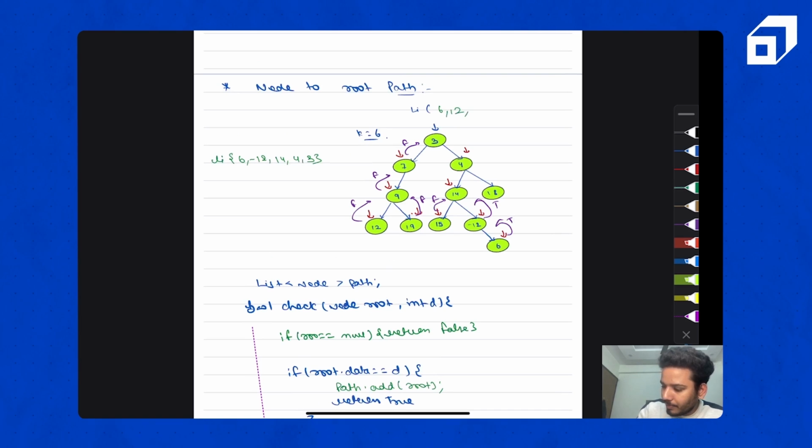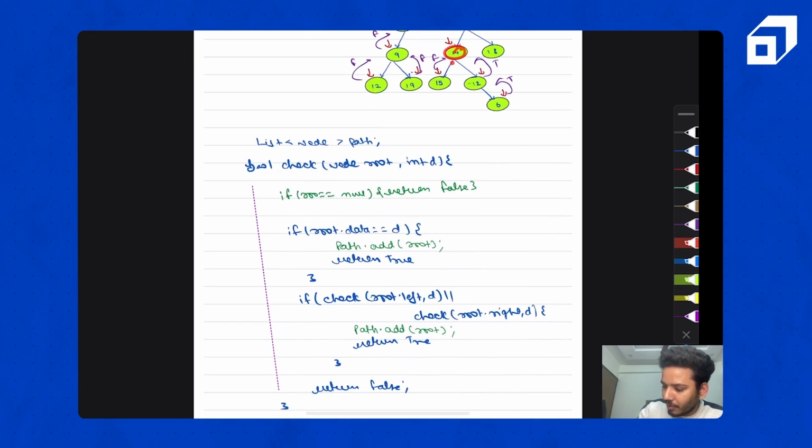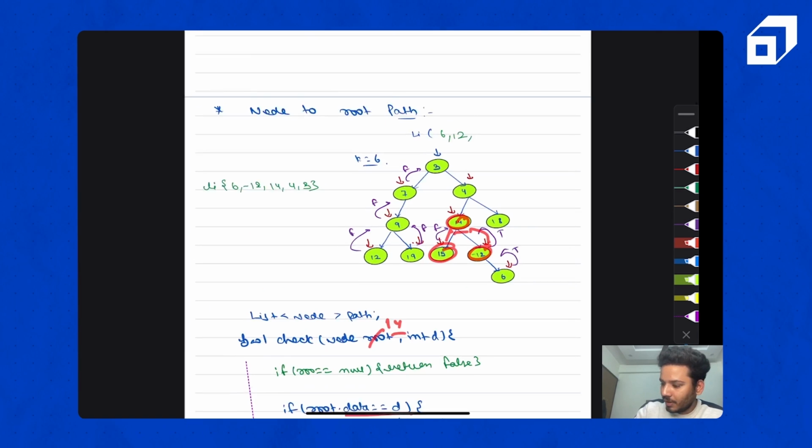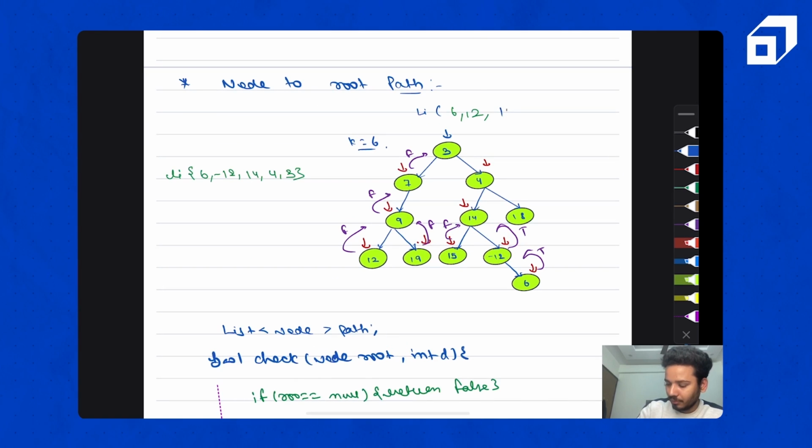Now let's see it one more time. When you reached this 14, you were not equal to data, but you called for your left and right side. Left side returned false, but right side returned true. So you were also going to return true, this 14, and before that we will store you. This is how it will happen, so on and so forth.